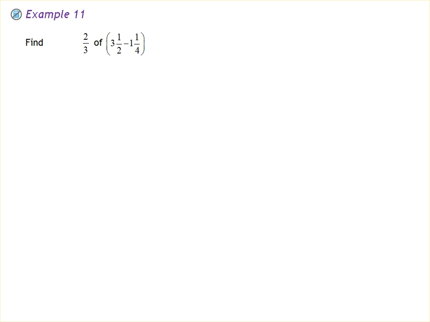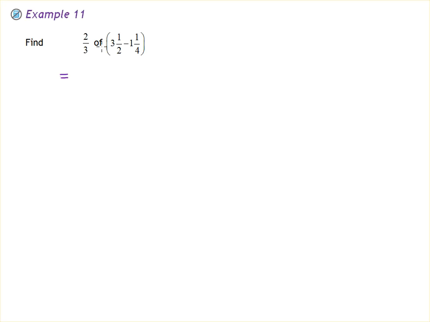So in example number 11 here, we've got another complex calculation involving fractions and the word "of". So "of" in maths means multiply, and one way of thinking about that is if I asked you what are 3 lots of 5? 3 lots of 5 are 15, and the way to calculate that is through multiplication. So "of" tending to mean multiply.